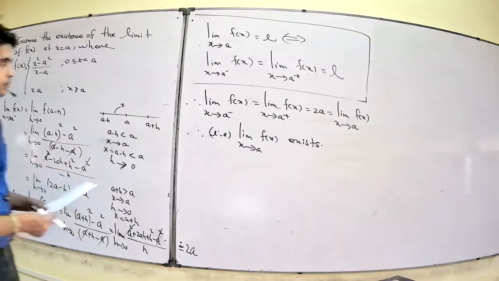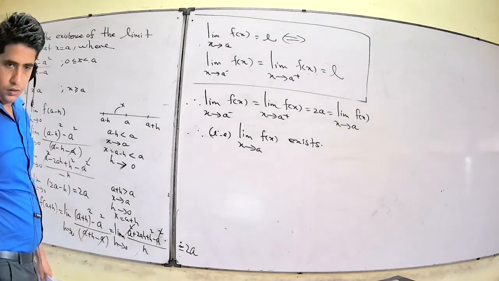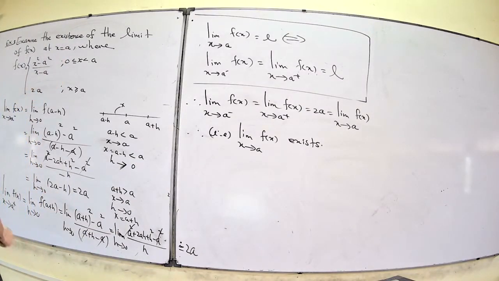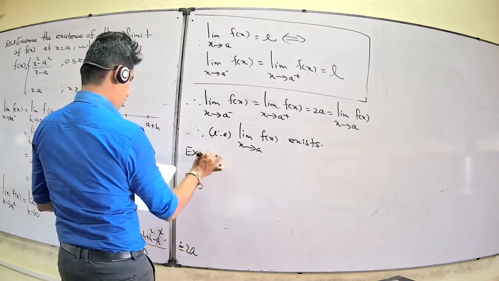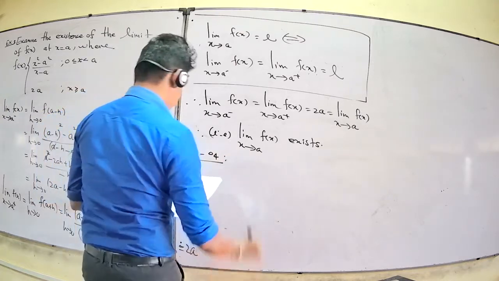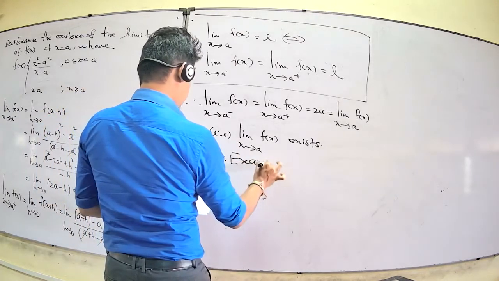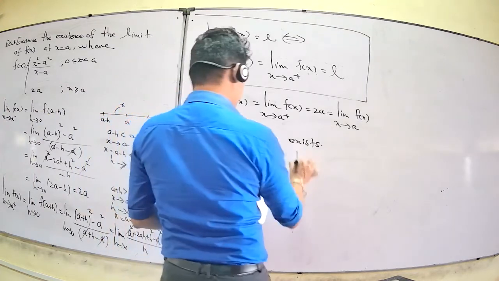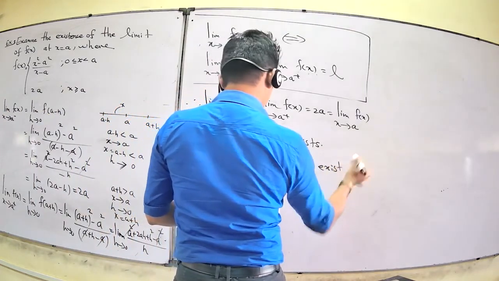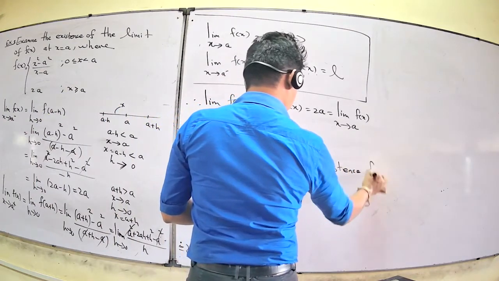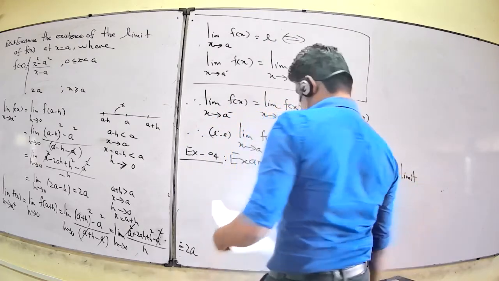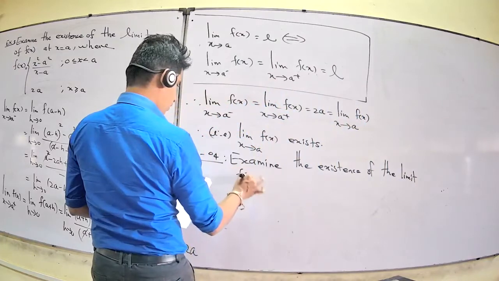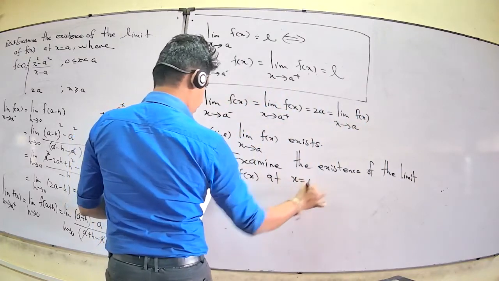Next question. Exercise 4. Examine the existence of the limit of f(x) at x equal to 1.